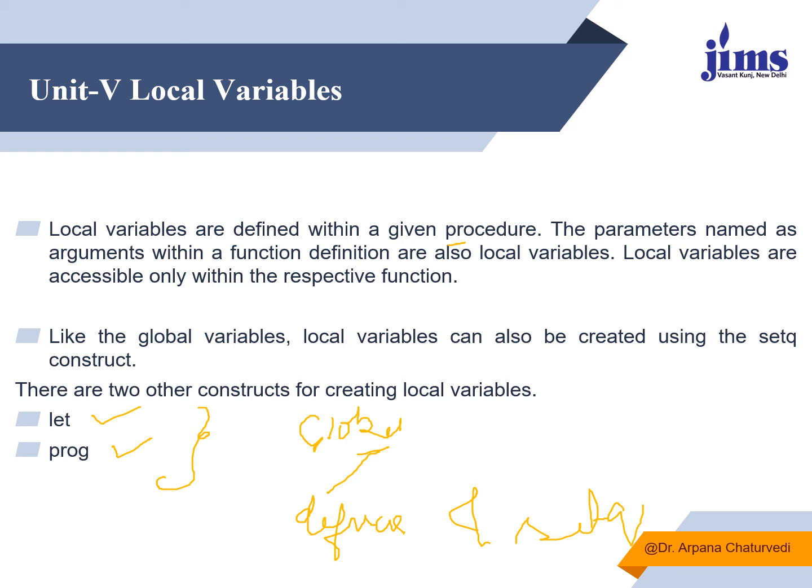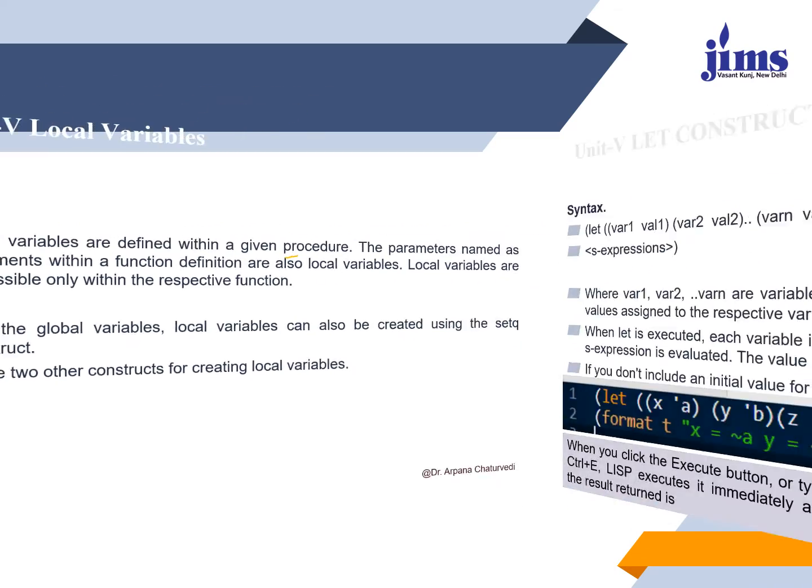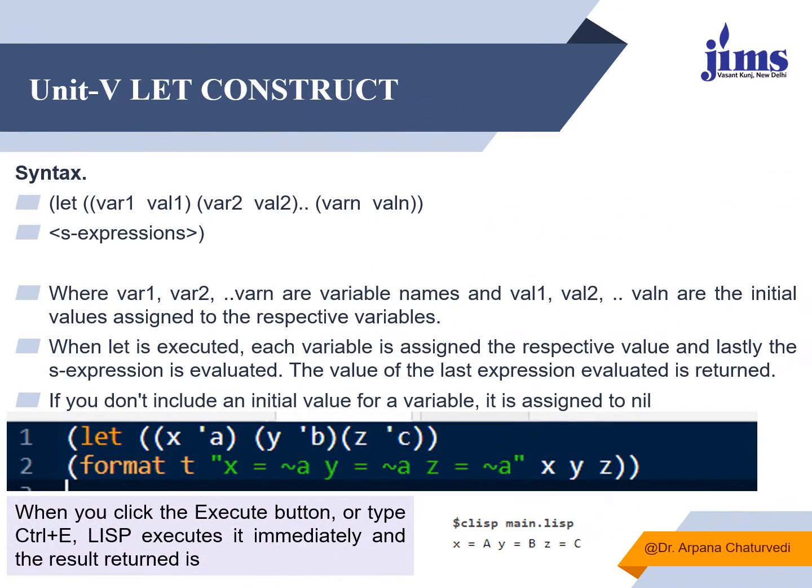So overall, there are four ways to declare a variable: first defvar, second setq, third let, and fourth prog. Two we have already seen, two we will see right now. For this, you see it's a let construct and this is the syntax.